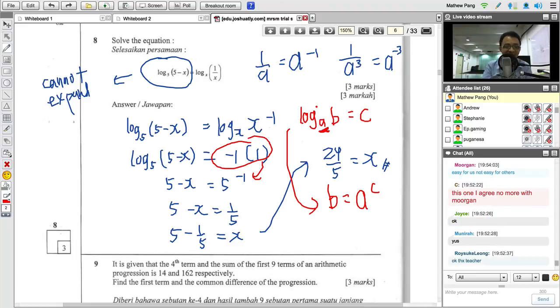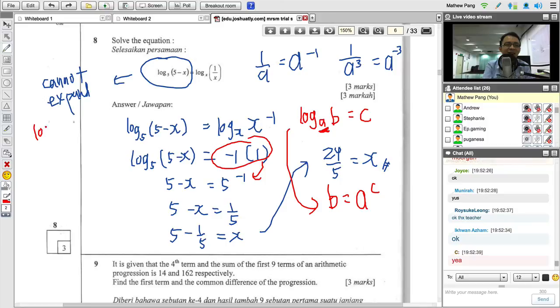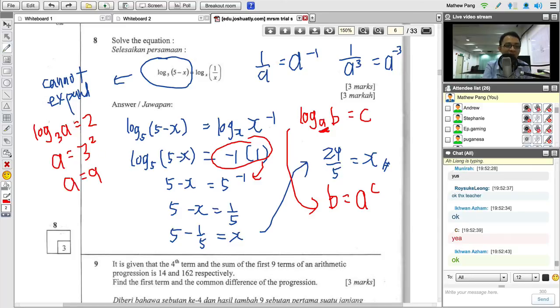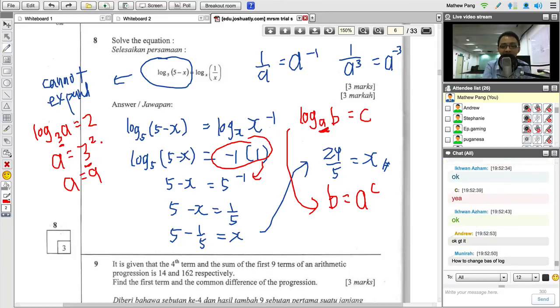Just to give you more idea, let's say I have log_3 a equals 2. So a is just 3 power of 2, so a is equal to 9. Because you see, I throw the log base 3 to this side. The base 3 will become the base number here, and the 2 will become the power. I hope you got it.